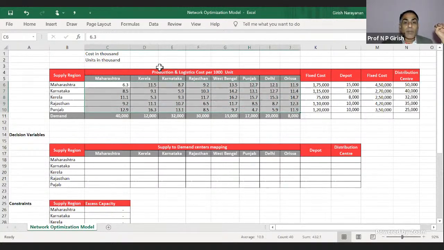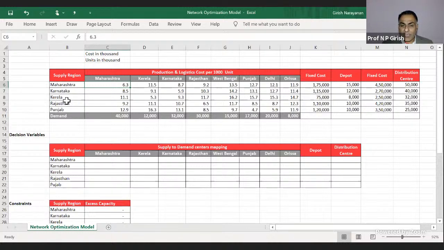Last point is about what is the variable cost. So you're talking about the production and logistics cost here. Okay. So you're talking about the production plus logistics cost of supplying from, this is the supply region, Maharashtra to Maharashtra is 6.3 thousand per million. Per million? No, per thousand. So 6,300 per thousand units, which is about 6.3 rupees per unit. Clear? Are we good here?